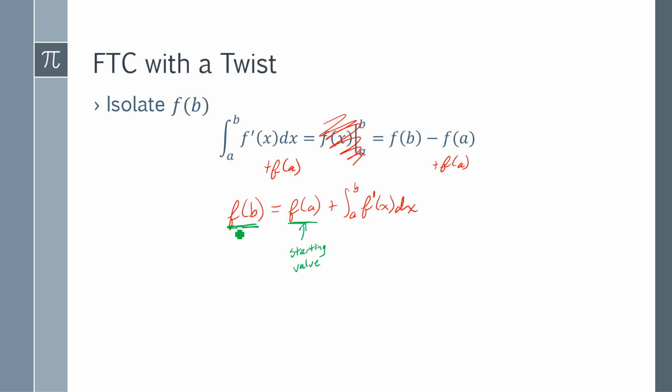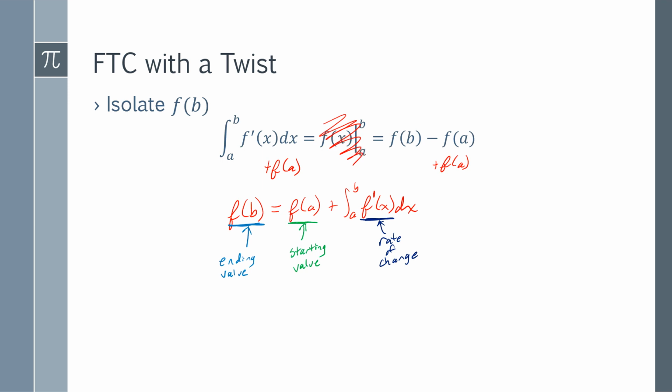F of b is the ending value. And that means that f prime is my rate of change. Instantaneous, but remember, I don't really need to say the word instantaneous. It's assumed when I just say rate of change.